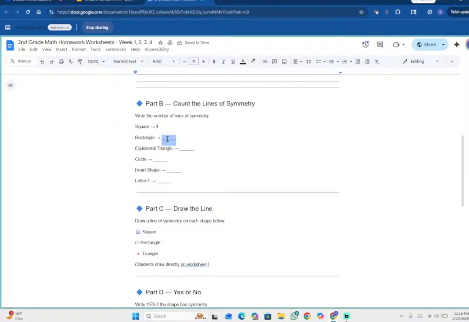A rectangle. So this one would have 1 vertical line of symmetry and 1 horizontal line of symmetry. So this would be 2. An equilateral triangle. I'll give you time to think about all these.